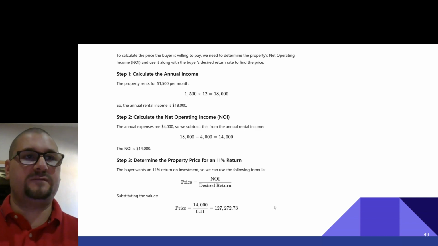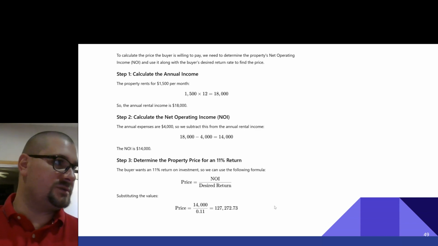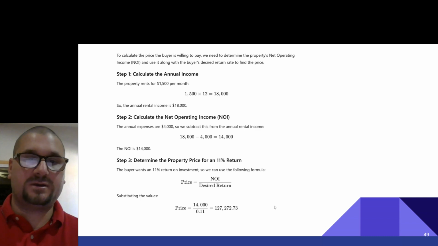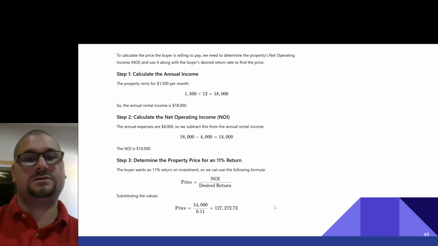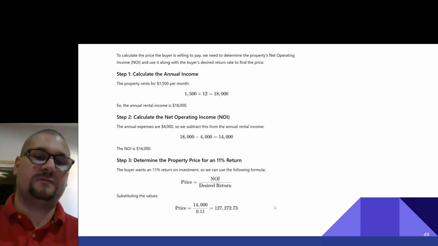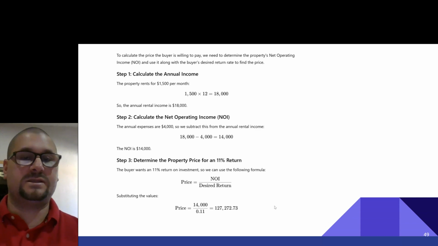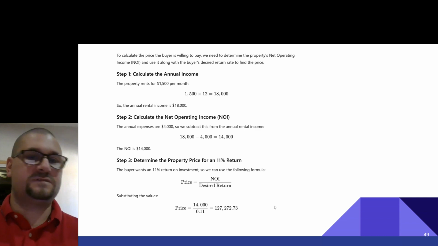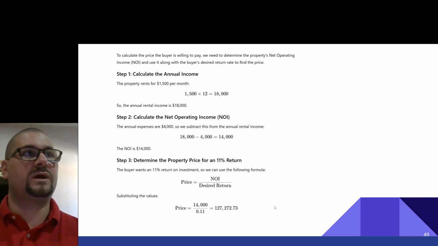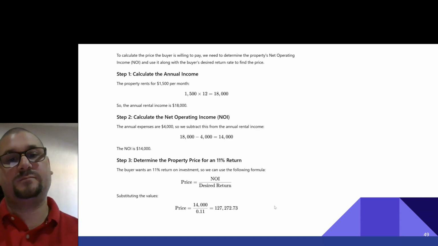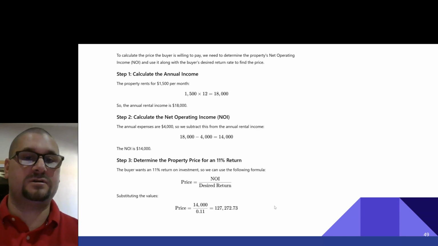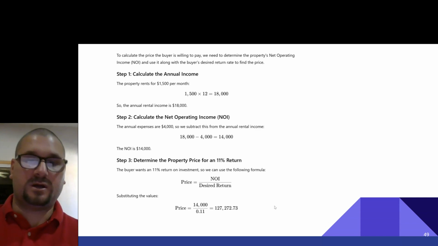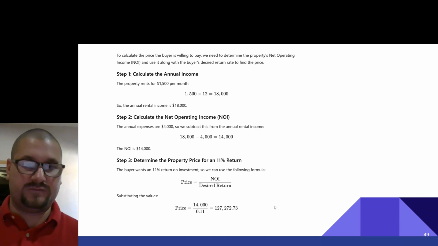So like say an investor says, hey, I want 11% return. Well, you can calculate the price based off of the desired return and the net operating income. So if someone puts the price of a property and it's not generating enough net operating income based on your desired return, you can get that right here in this calculation. This is a very good problem to do if you're going into investments.